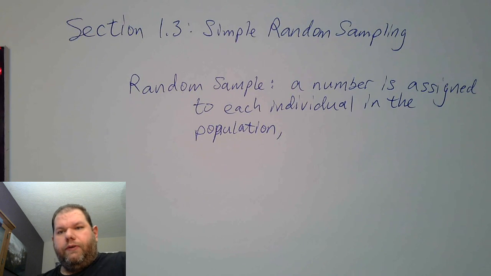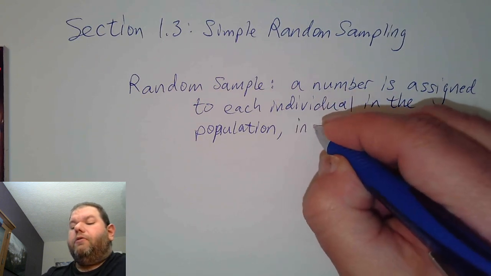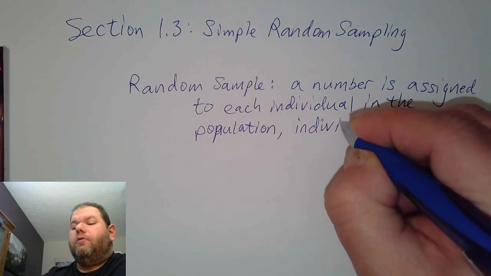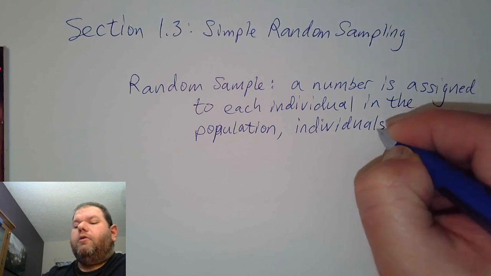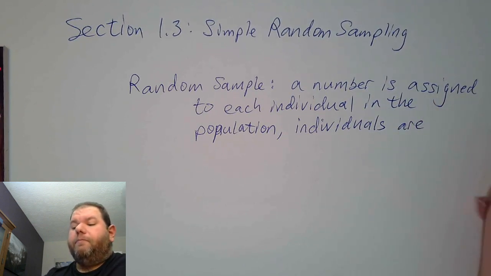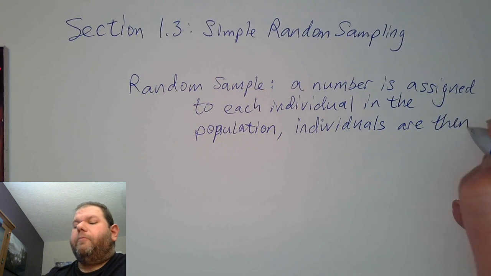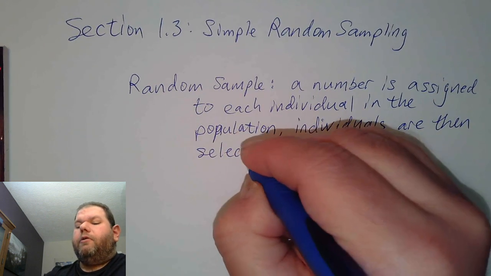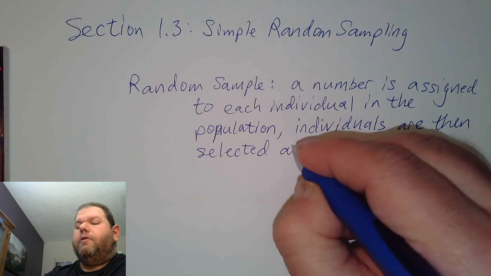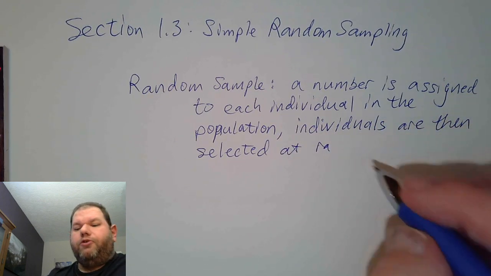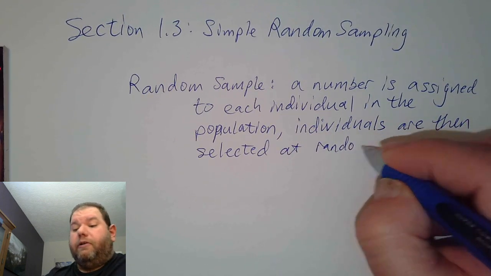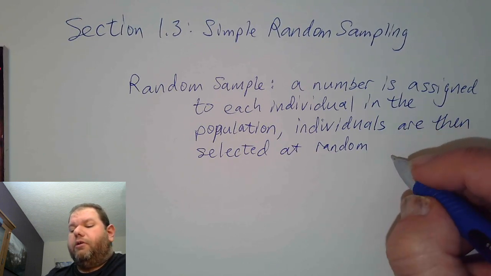And we then choose numbers at random, and the numbers chosen become our sample. So individuals are then selected at random, using what we call a random number generator. That is typically what we use in these cases.